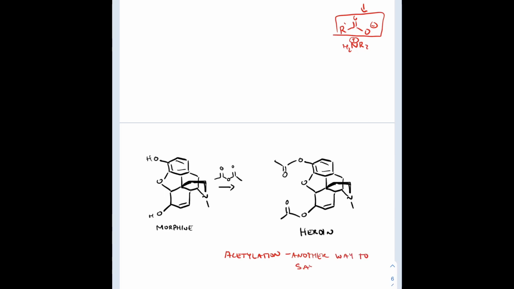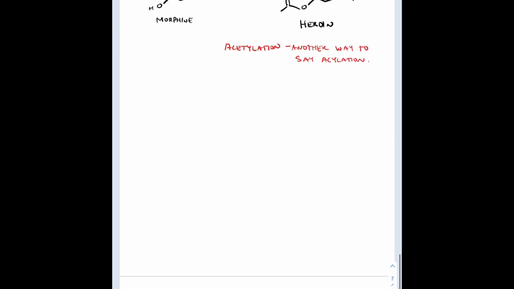And this is also known as acetylation because we're adding an acetyl group or an acyl group. It could be called acetylation or acylation. And so that's just two different ways to discuss this type of reaction. All right, so let's put this knowledge to work now and do a couple of practice problems.